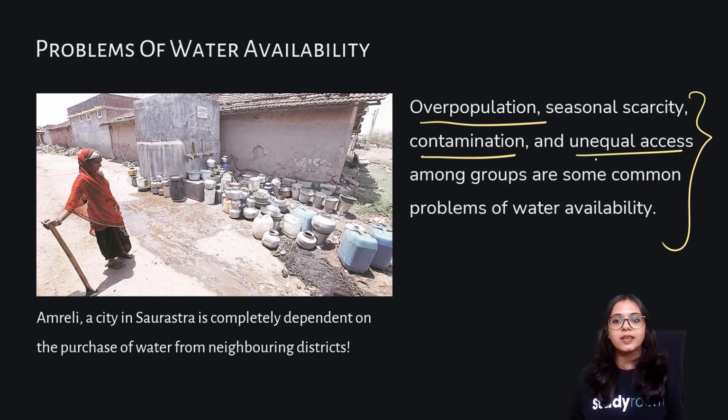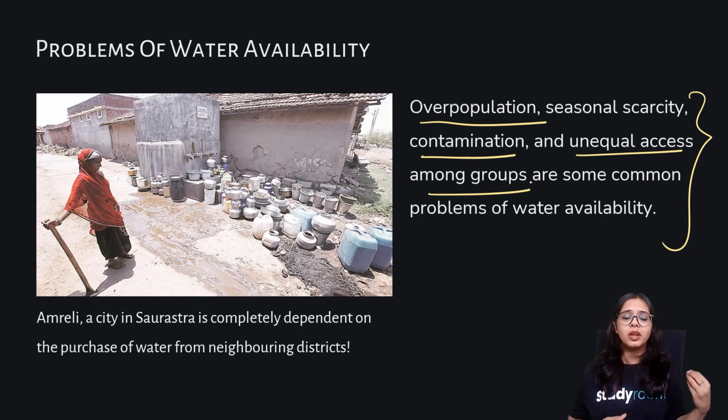Contamination, unequal access among groups. So people who are privileged, people who can access water from a municipal corporation, fresh water, clean water, healthy water, refined or treated water. But there are some people who are poor, who do not have this access. They have to either drink that dirty contaminated water, or rather they have to just starve and die because of lack of water. All right, so these are some of the common problems of water availability.